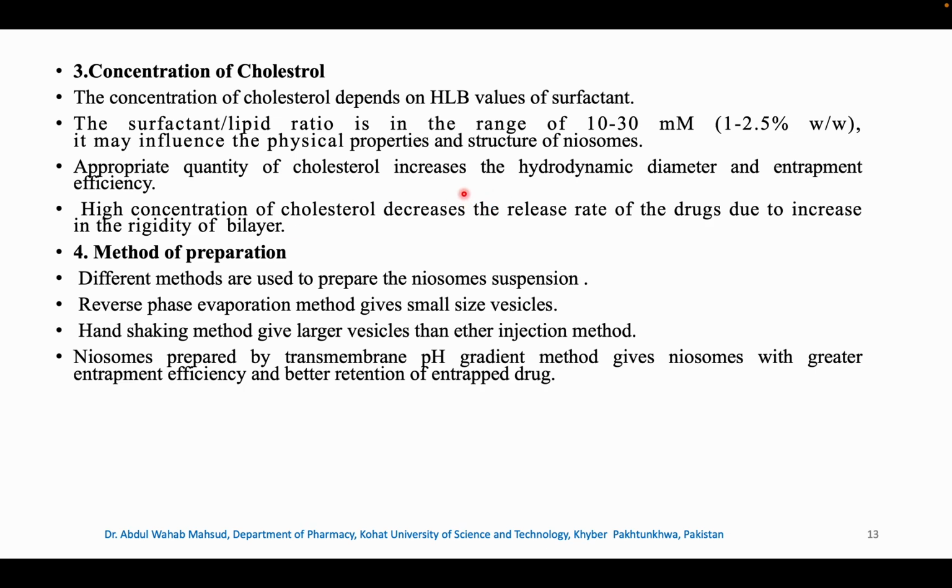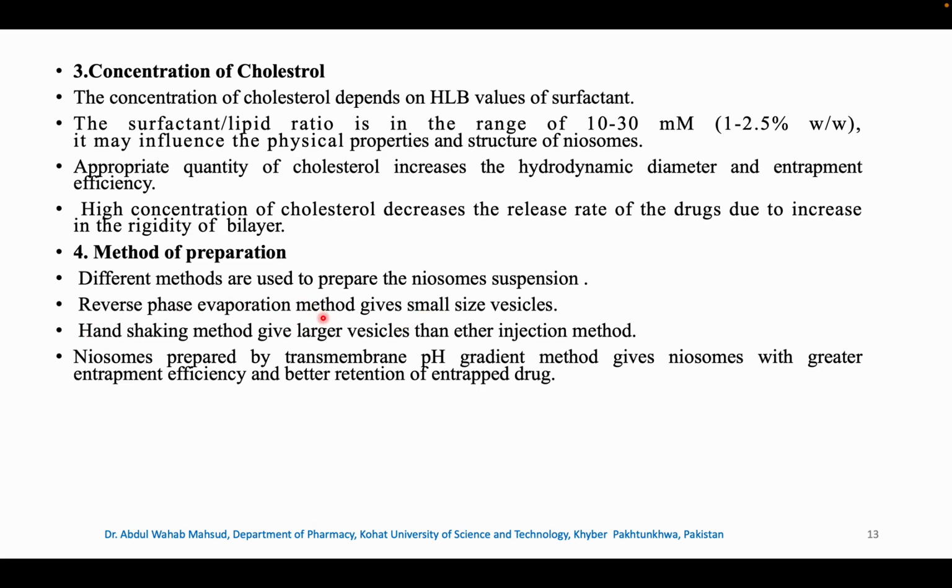So the surfactant and lipid ratio, or cholesterol ratio, should be like this: 1 to 2.5% cholesterol must be used. Methods of preparation also have an effect on the physico-chemical properties of the niosome. Different methods are used to prepare the niosome suspension, or we can say the niosomes.